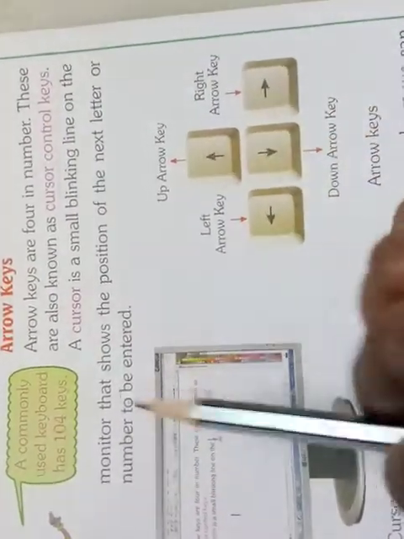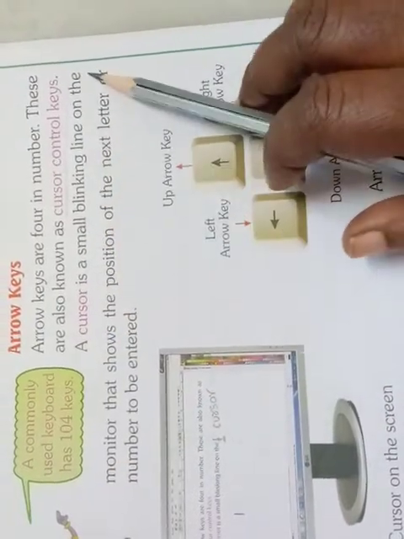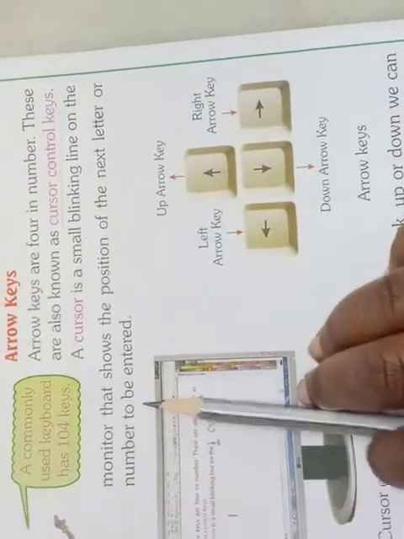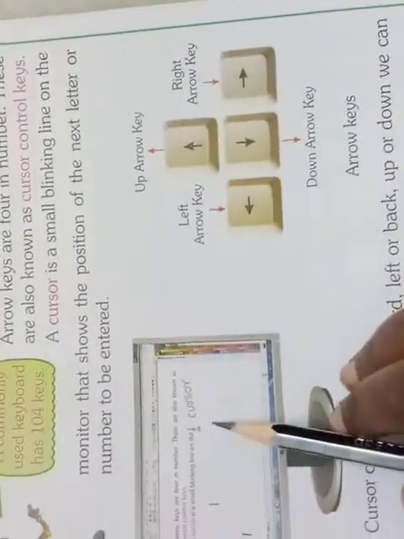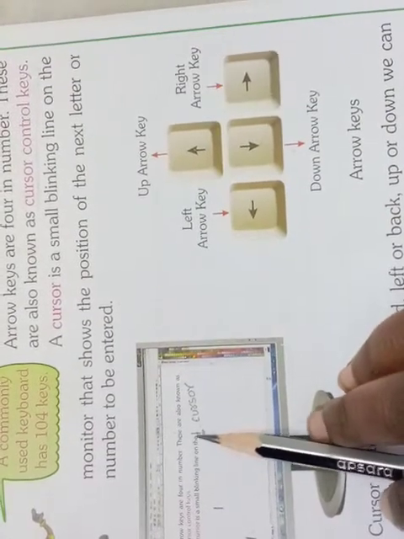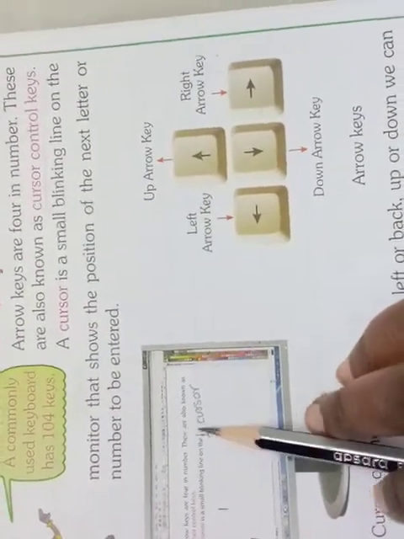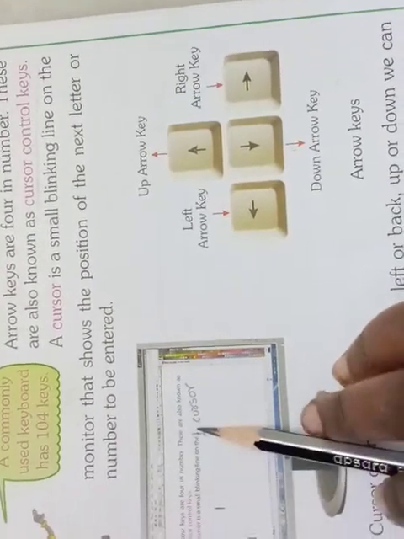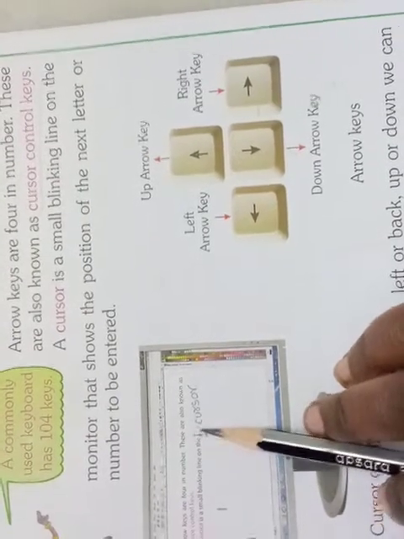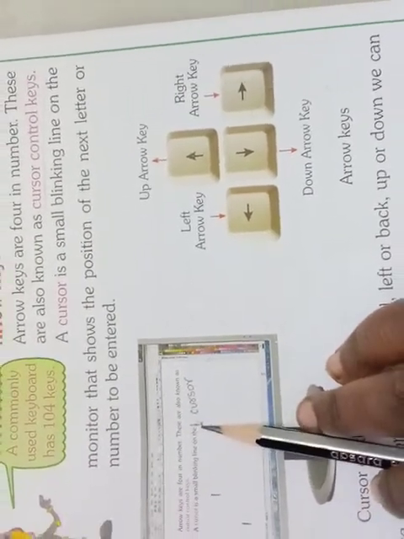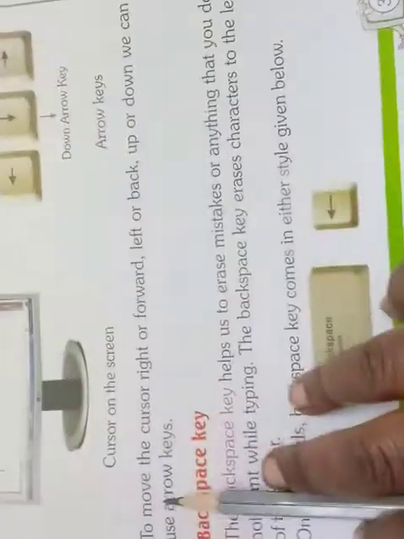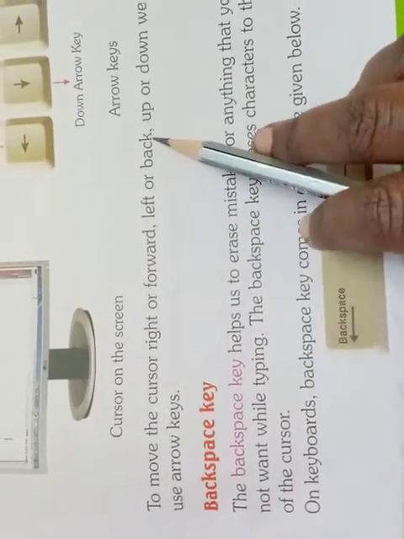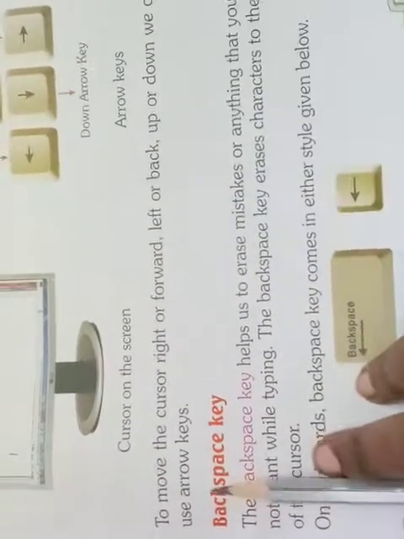A cursor is a small blinking line on the monitor that shows the position of the next letter or number to be entered. So what is the function of this cursor? It is a small blinking line. It shows the next position of the text or letter you have to enter. Where that letter should be entered, that position the cursor shows. Okay children, so what will it do? To move the cursor right or forward, left or back, up or down, we can use these arrow keys.